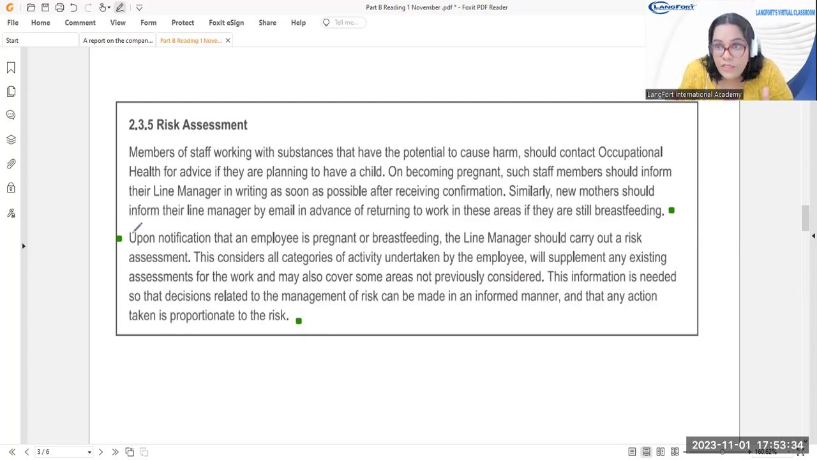And the information that they get after the risk assessment is needed so they can make decisions related to the management of risk in an informed manner, with enough knowledge. When you do something in an informed manner, you have the knowledge. So once they carry out the risk assessment, they can use the information to make decisions about the management of risks with all the knowledge, and any action taken is proportional to the risk. So they can also ensure that whatever action they take matches the risk.